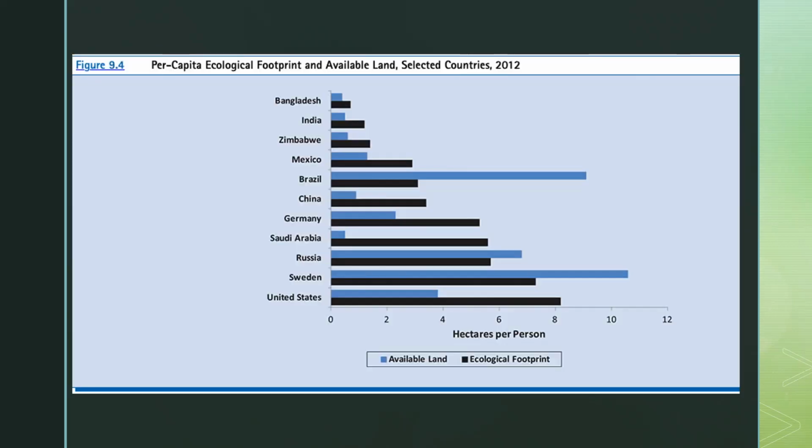So here is a graph showing the per capita ecological footprint for different countries, and then the actual available land. Remember that ecological footprint is measured in land. I think it's square hectares. So it's the amount of land that would be required to produce the resources and assimilate the waste of all the human activity. And so you could see then if we compare it to the actual amount of land, we can determine whether we are basically living beyond our boundaries.